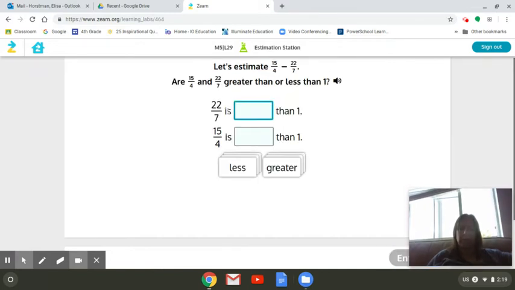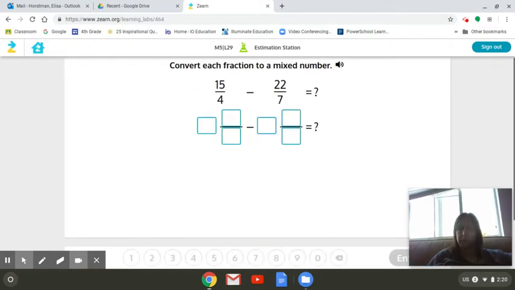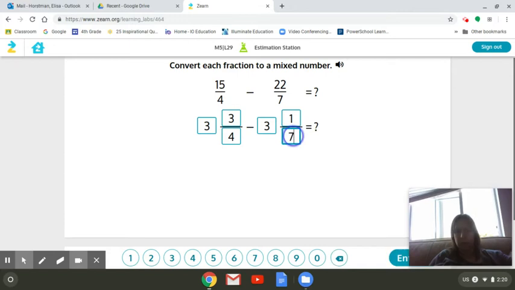Now I look here, we're estimating the subtraction problem. But if I look at 22/7, 7 goes into 22, 7, 14, 21, 3 times. And so we know it's greater than 1 already. 4 goes into 15, 4, 8, 12, more than 1. So we know that's greater. So this would be 3, 15, 4 times 3 is 12, 13, 14, 15, and 3/4. And 22/7 is 3 and 1/7.